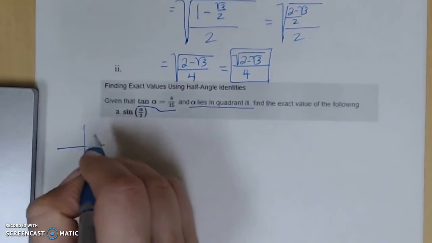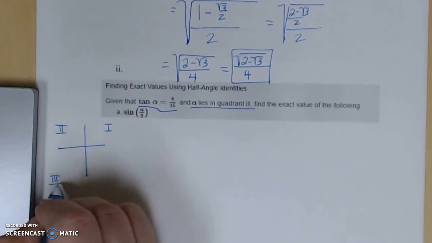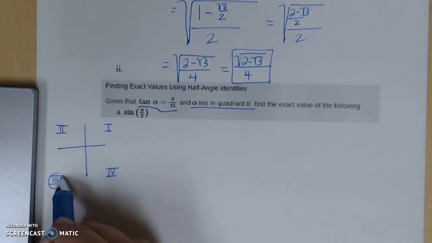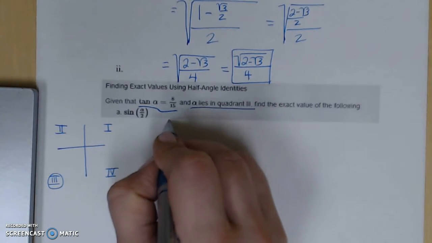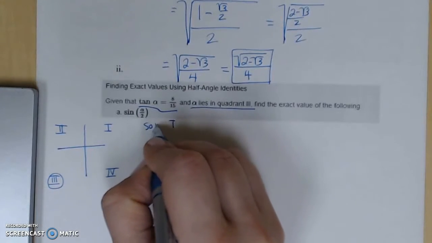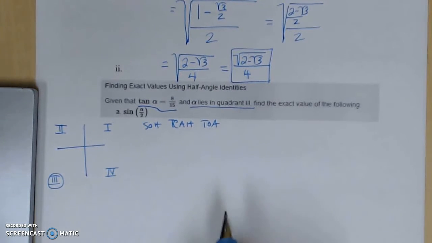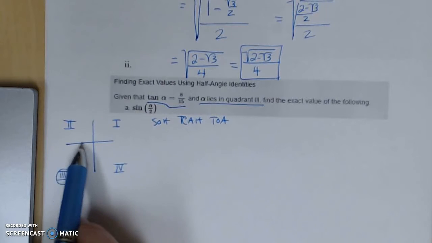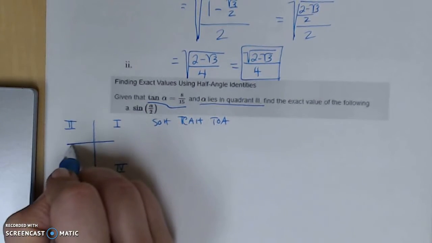So I'm going to draw it out here. Now remember quadrant 1, quadrant 2, quadrant 3, quadrant 4. So we're going to be lying in quadrant 3. Tangent is 8 over 15. So remember SOHCAHTOA: my tangent is my opposite over adjacent. But if I'm in quadrant 3, I'm going to be looking at a negative x and a negative y, and that's why we got a positive value here.